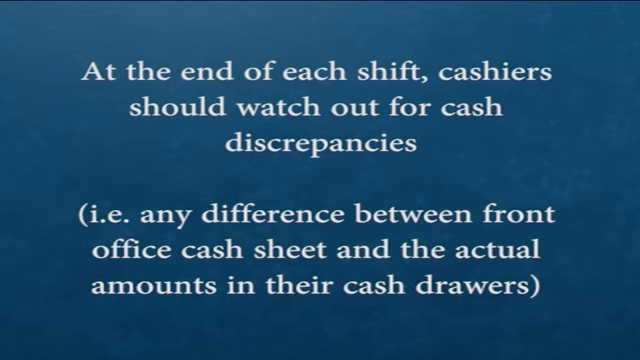At the beginning of each shift, all cashiers must sign their cash banks, and at the end of the shift shall deposit all cash, checks and other negotiable instruments in the general cashier's safe deposit box. At the end of each shift, cashiers should watch out for cash discrepancies, that is, any difference between the front office cash sheet and the actual amounts in their cash drawers. Cash discrepancies might have the form of cash overages, shortages or due backs.